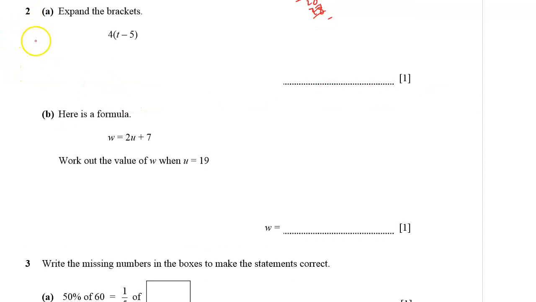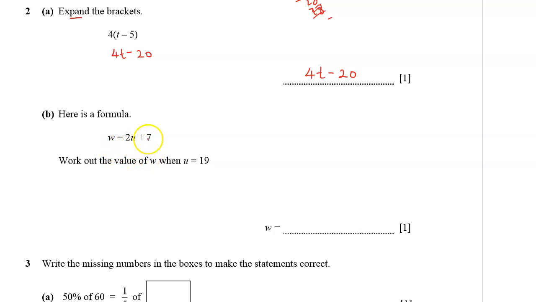Number 2, expand the brackets. Basically multiply what is inside the brackets by what is outside the brackets. And what you're going to get here is basically 4 times t. You'll get 40 minus 4 times 5, which will give you 20. So 40 minus 20.